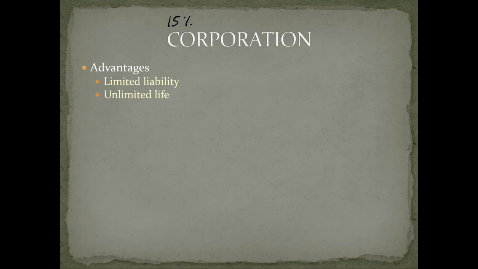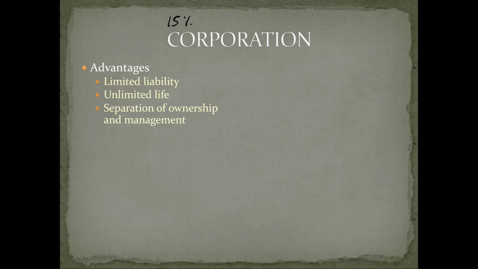Corporations also have an unlimited lifespan. So when you create a corporation, you create what is called an Articles of Incorporation, and within that Articles of Incorporation, you set what your lifespan is, and you can technically put that your lifespan is unlimited. So corporations eliminate one of those disadvantages of sole proprietorships and partnerships in the fact that a corporation has an unlimited lifespan.